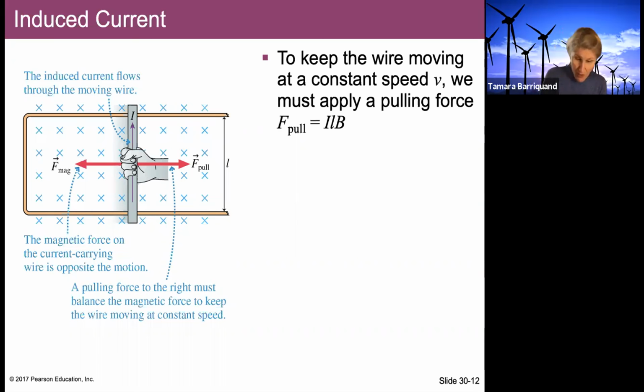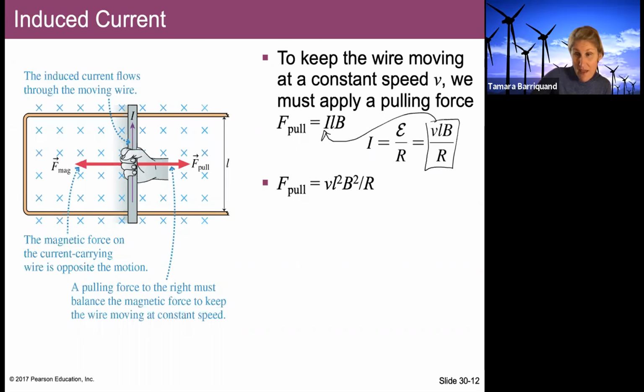So we have to have a pulling force that'll be equal to F pull equals ILB. And we remember that that I right there, and this is due to the magnetic force on the wire, that's ILB from before. And so that I, of course, is equal to vLB over R. So taking this vLB over R and putting it in here for our I, we see that the pulling force is equal to v L squared B squared over R.